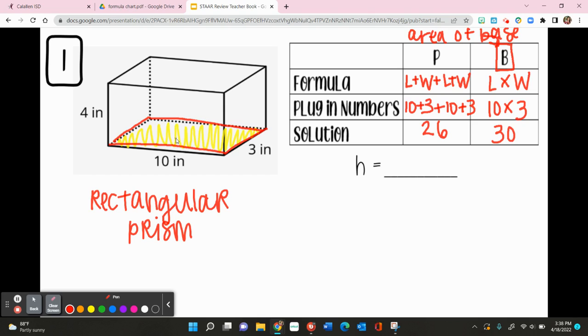Then the height of your prism is the distance between your bases. So on a rectangular prism, you have a base on the bottom and then you have a base on the top. So the distance between these, the height of our prism is 4.